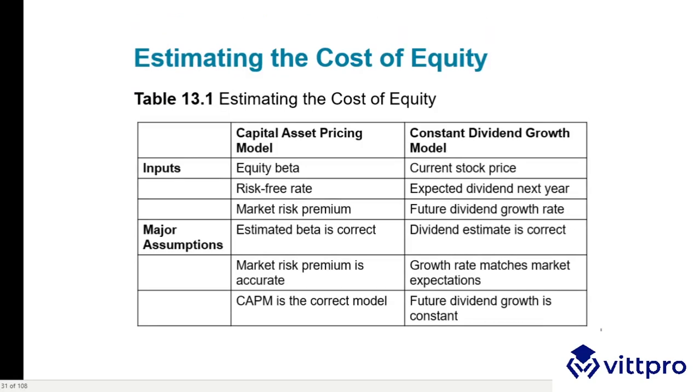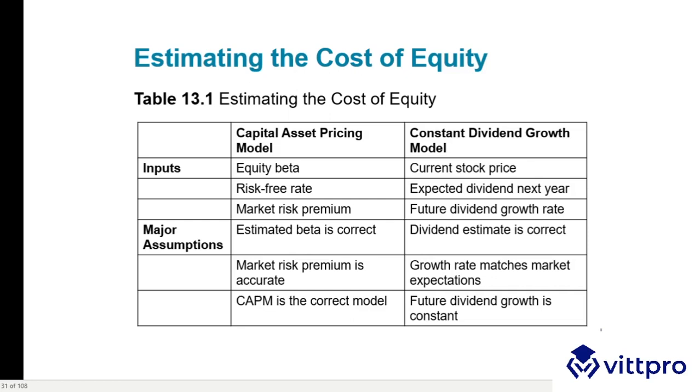Now, estimating the cost of equity, just to compare both models and give you a summary of the capital asset pricing model and the constant dividend growth model. The inputs for CAPM are equity beta, risk-free rate and the market risk premium. In the constant dividend growth model, it's the current stock price, expected dividend for the next year and future dividend growth rate. These are the key inputs that you need. For CAPM, you need to make assumptions of beta and the market risk premium. And you also have to assume that this is the correct model to use.